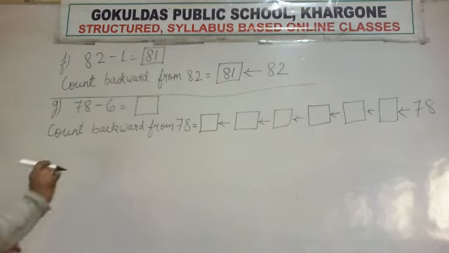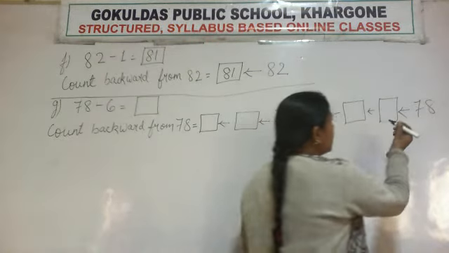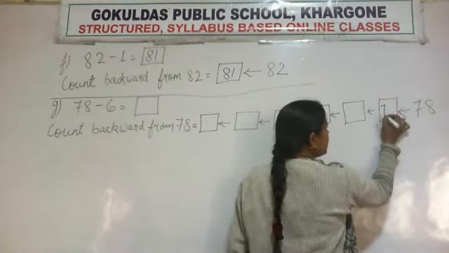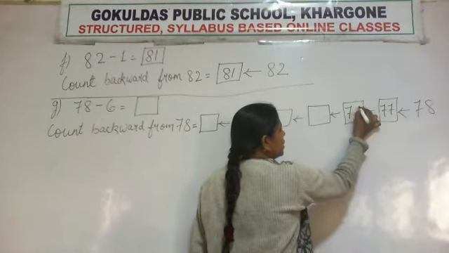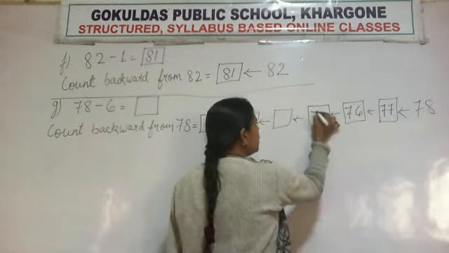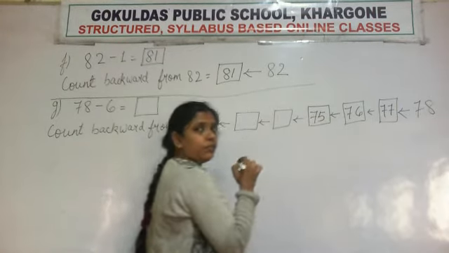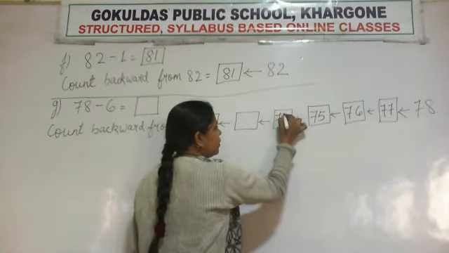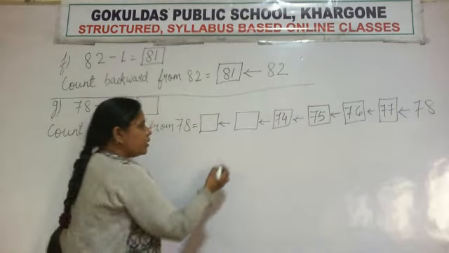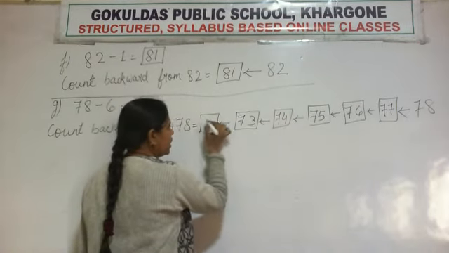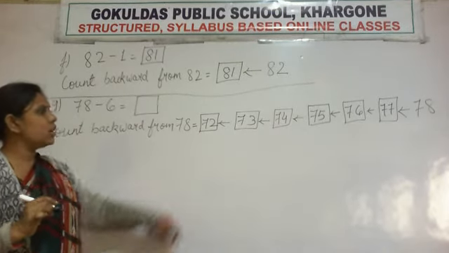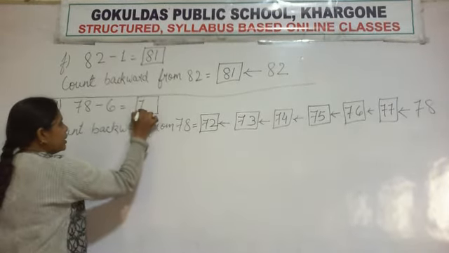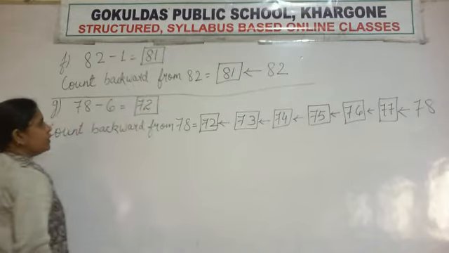Now check your answers. The number that comes before 78 will be 77. Next number will be 76. Then 75. Then 74. Next number 73. And last will be 72. So the number in the last box is 72. So the answer of 78 minus 6 will be 72.